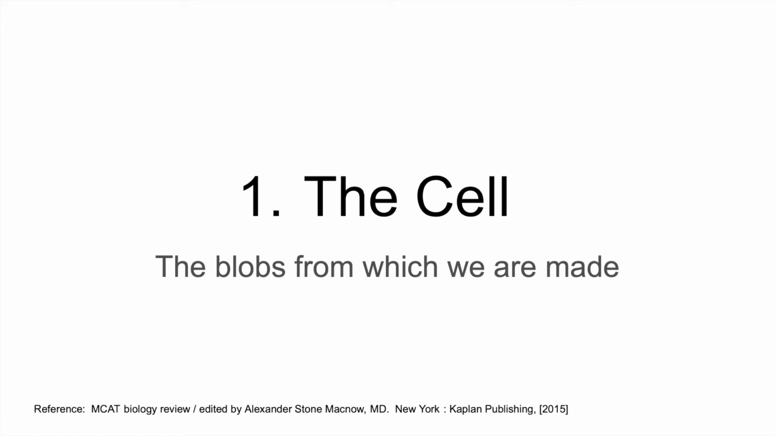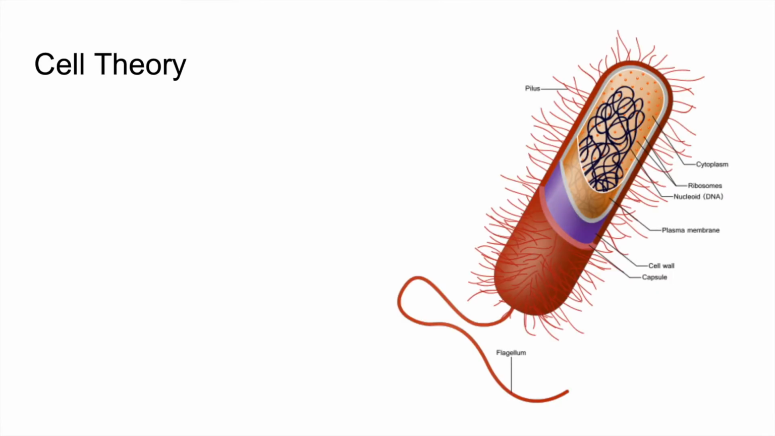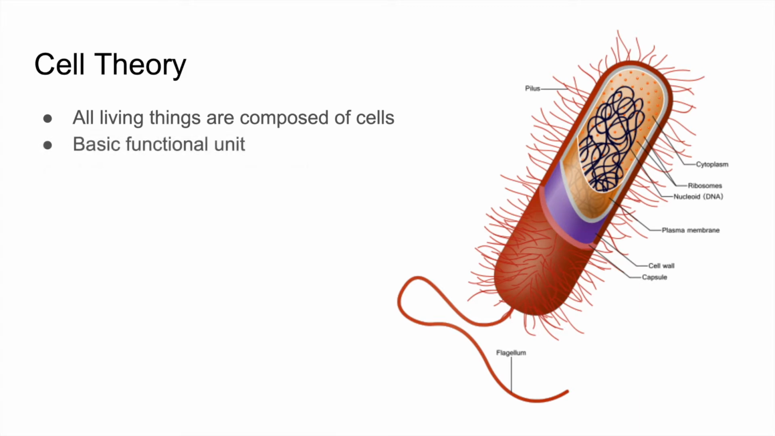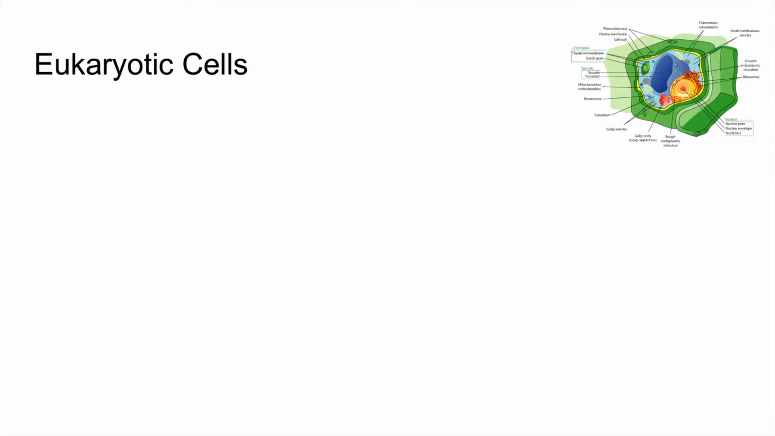Let's jump right in. The cell is where we're going to start. There's three basic tenets of cell theory. Living things come from cells. It is the basic unit, and cells come from one another.